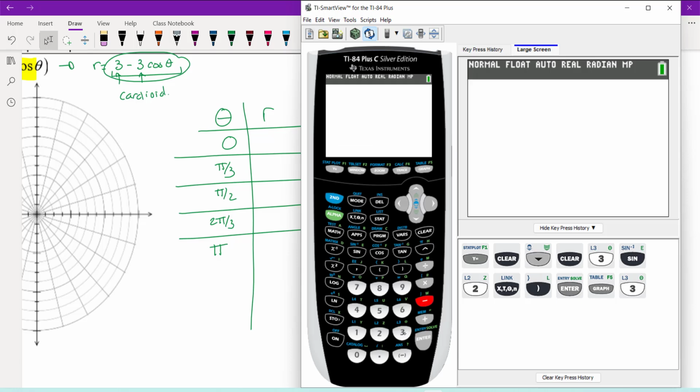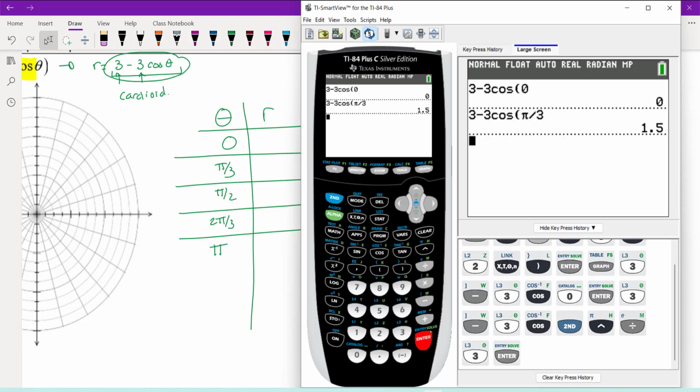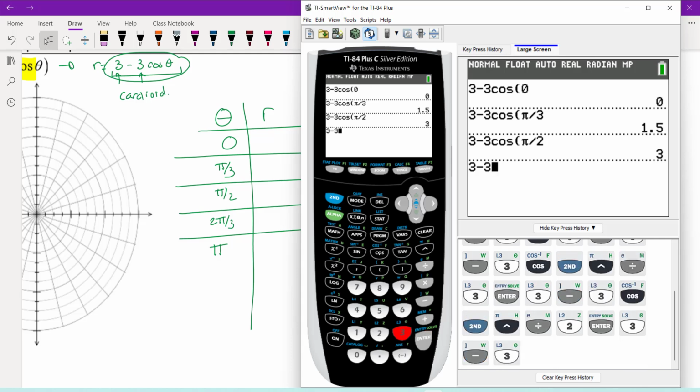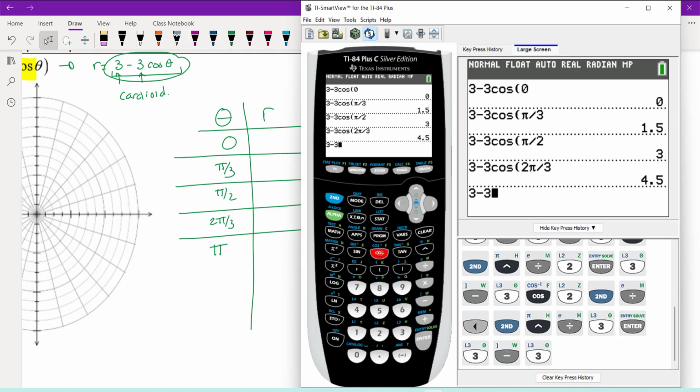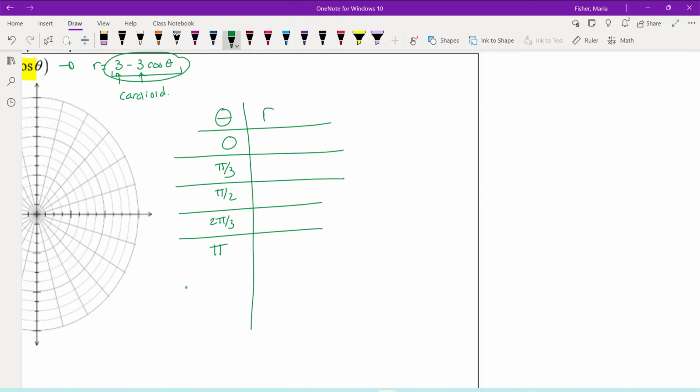So I'm going to do 3 minus 3 times the cosine of 0, which is 0. And then I'm going to do 3 minus 3 times the cosine of pi over 3, and I'm going to write in the values at the end. That's going to be 1.5. 3 minus 3 times the cosine of pi over 2 gives you 3. 3 minus 3 times the cosine of 2 pi over 3 is going to be 4.5. And then finally, 3 minus 3 times the cosine of pi is 6. So we have 0, 1.5, 3, 4.5, and 6.